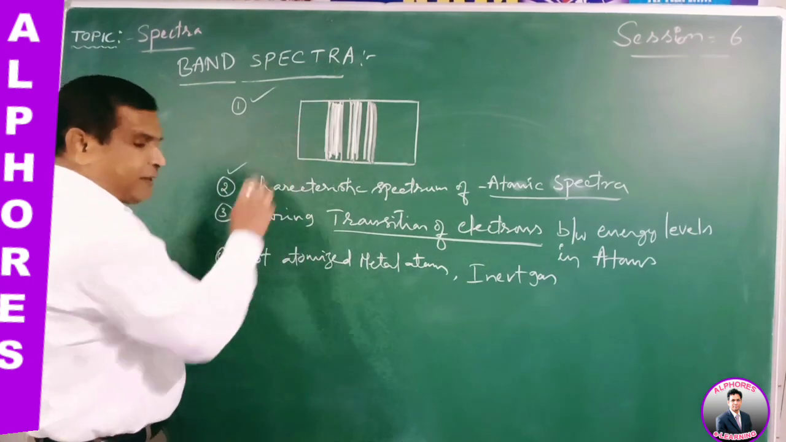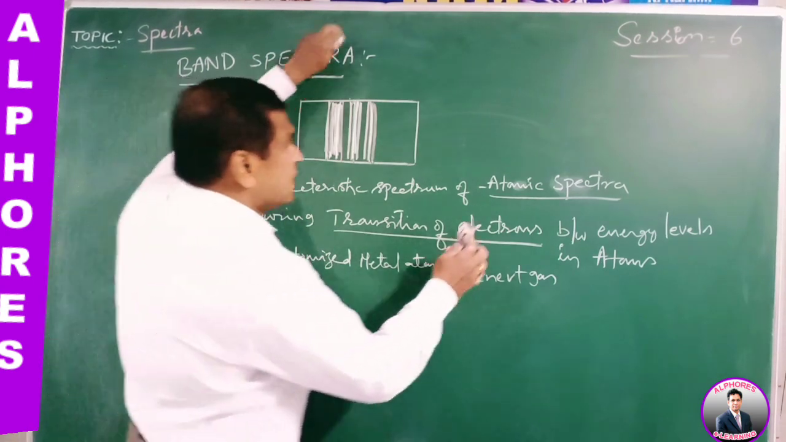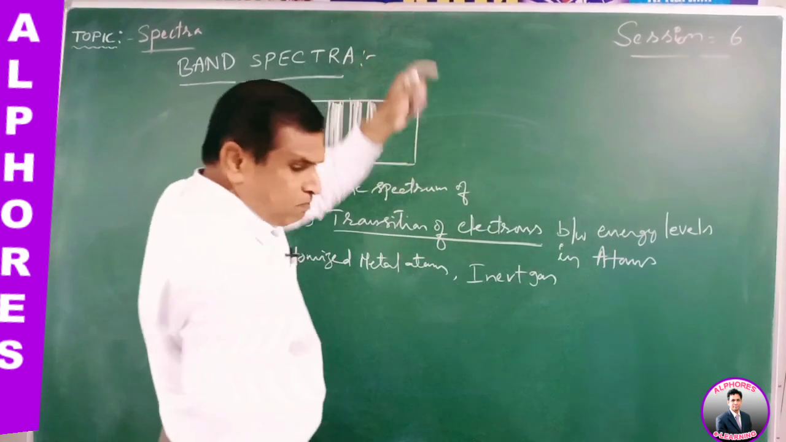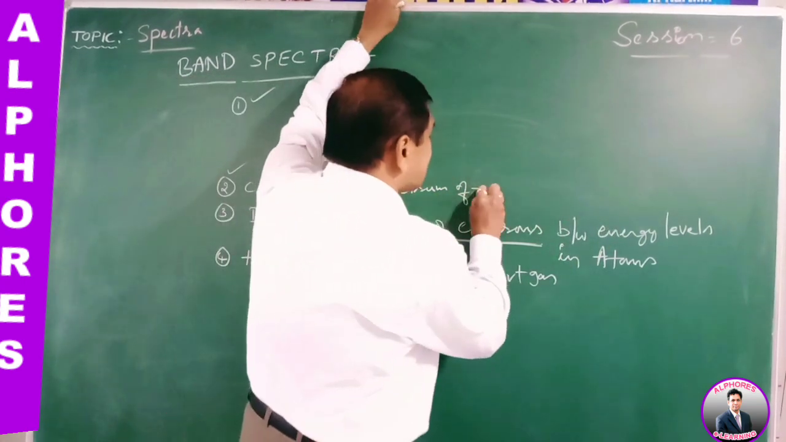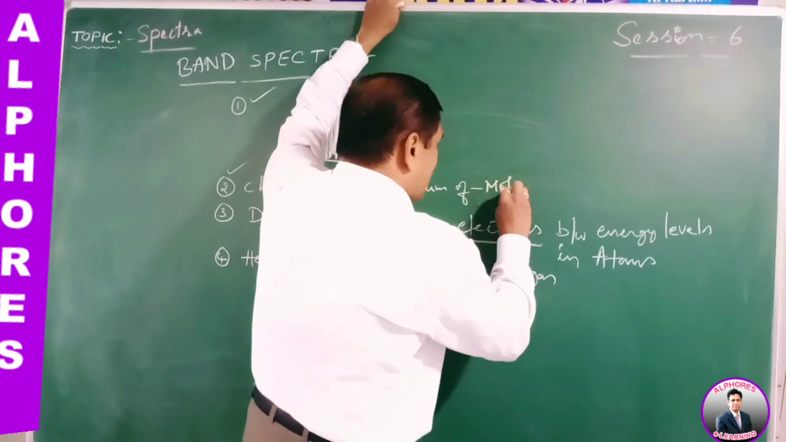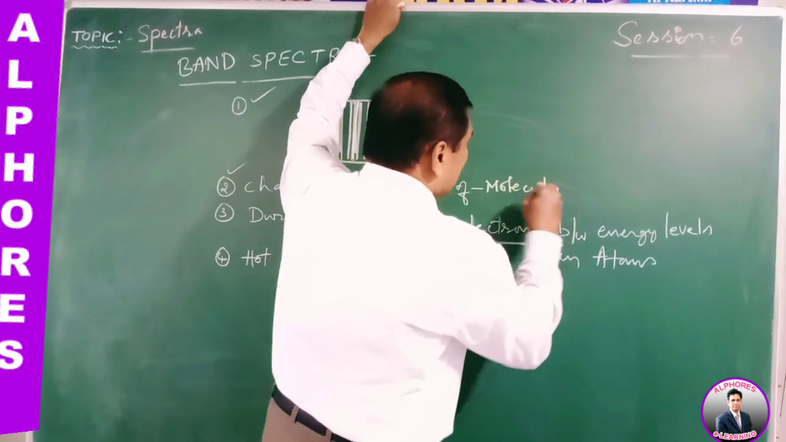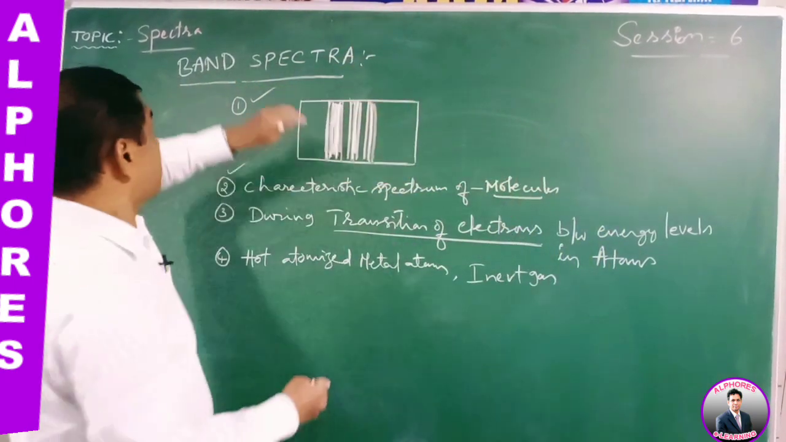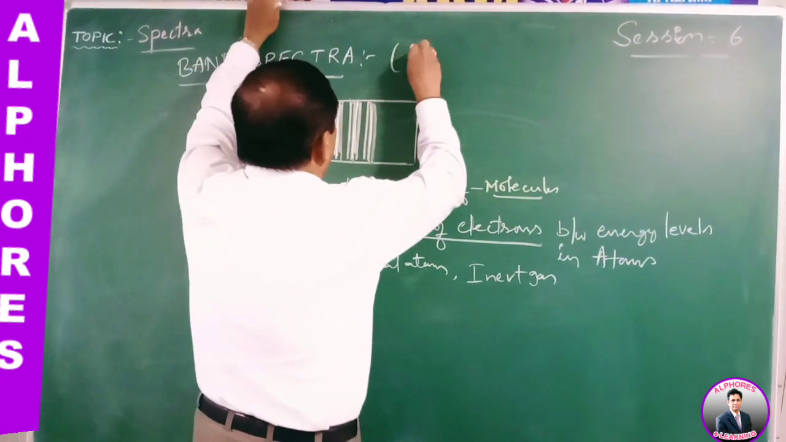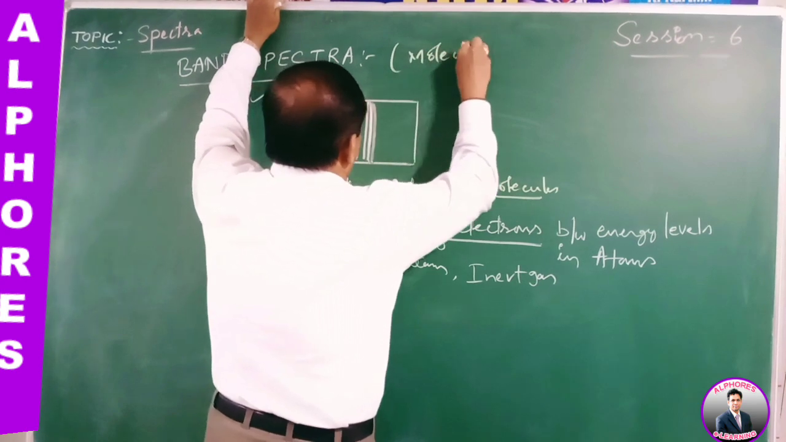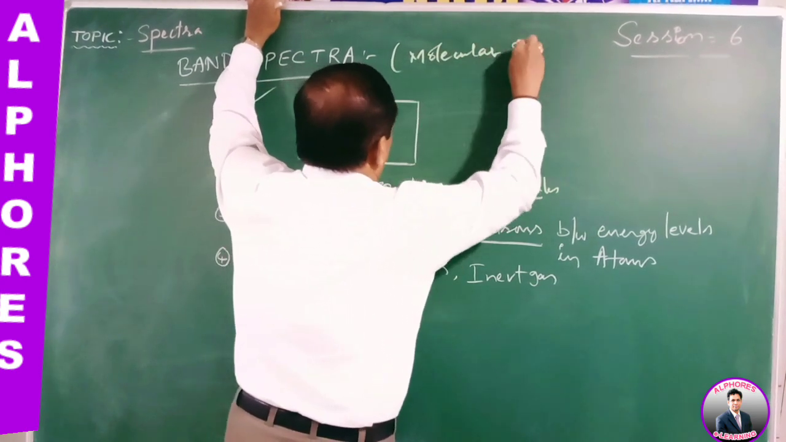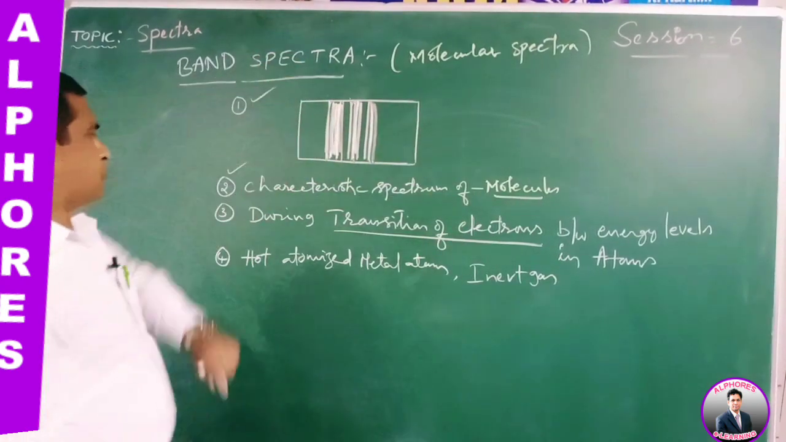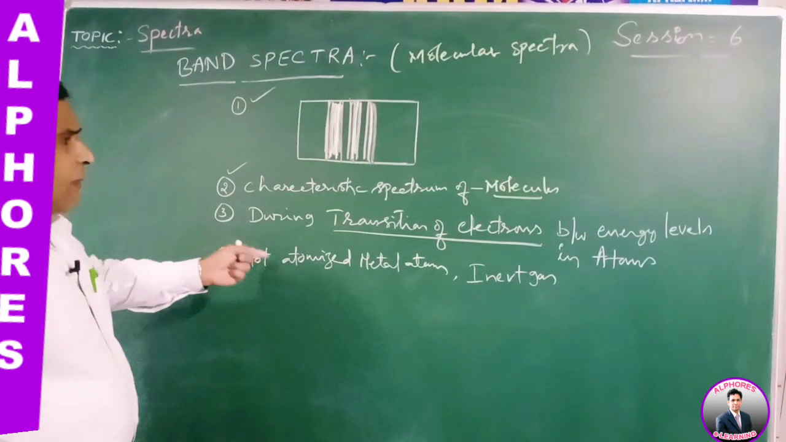Coming to the second point, band spectra is the characteristic spectrum of molecules. Therefore, it is called molecular spectra. Band spectra is also called molecular spectra.